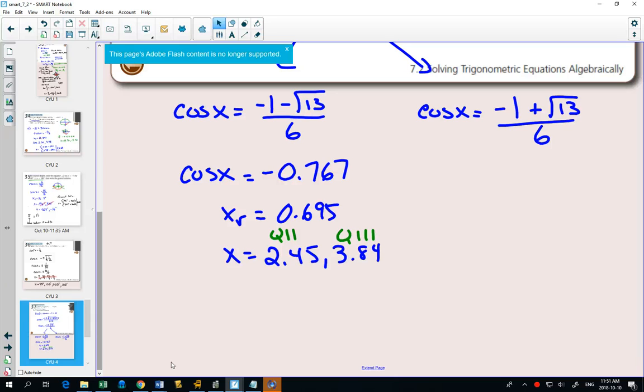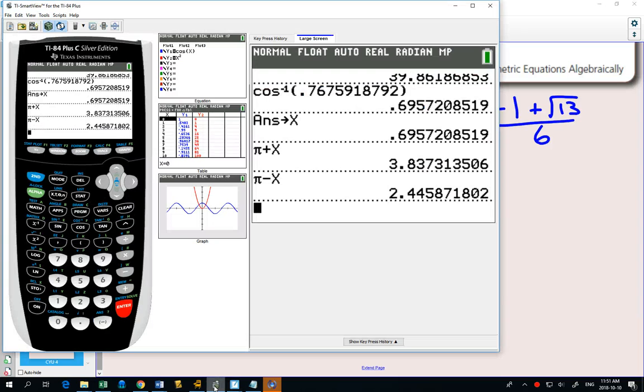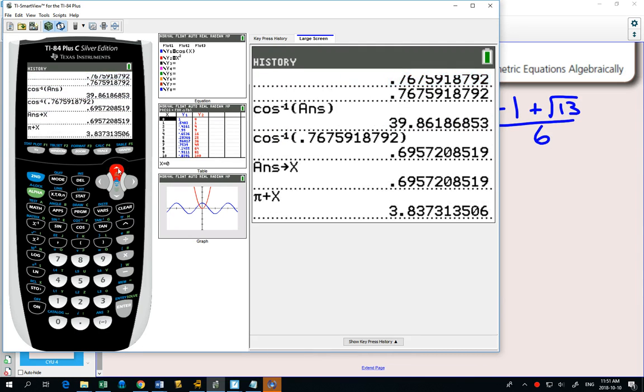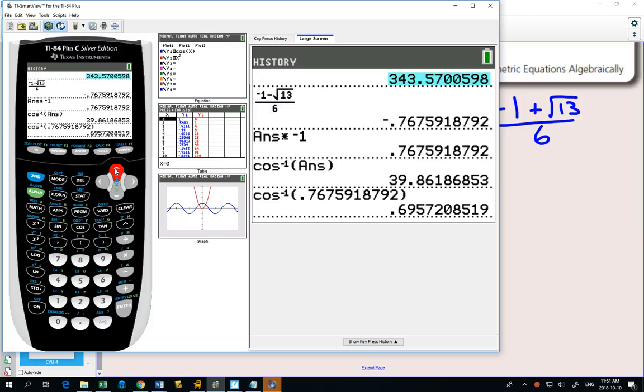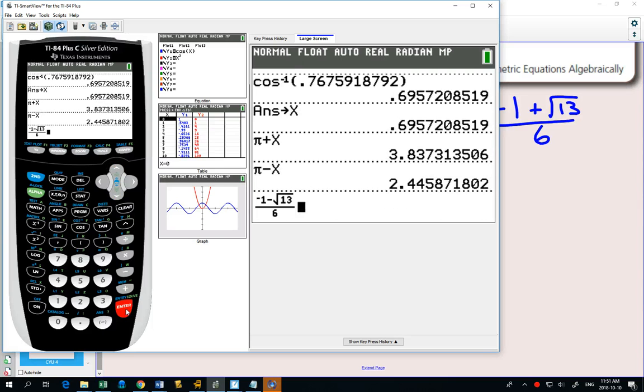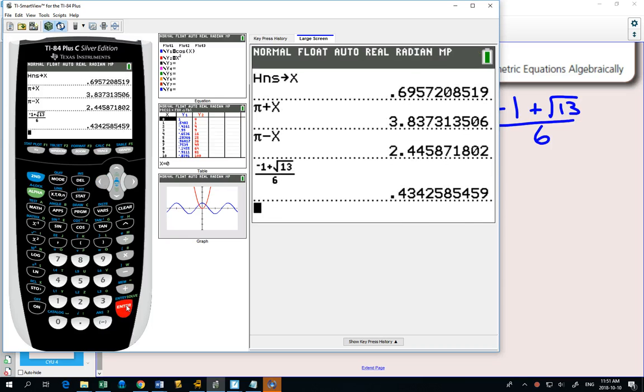Now I'm going to go to the other one. I'm going to cheat a little bit. There we go. I'm going to retype this and just change this to a plus sign. Was that quicker? I'm not sure. But I get 0.434.